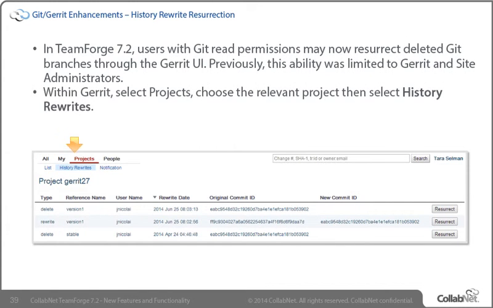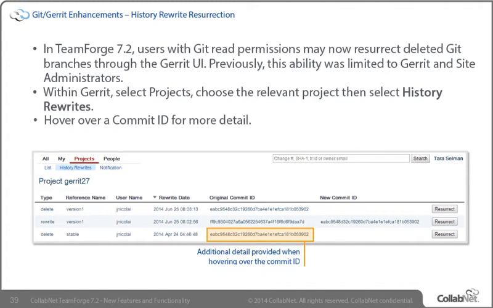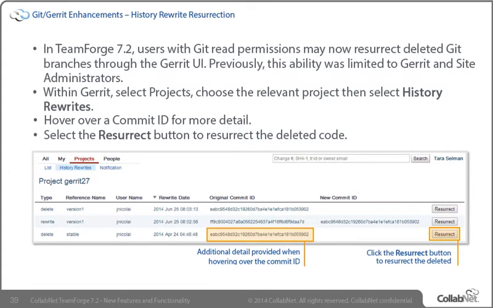Simply go to the History Rewrites under Projects, where rewrites and deletions are noted. You can hover over the commit ID if more detail is needed to ensure resurrection of the proper Gerrit project. You'll then use the Resurrect button to resurrect the deleted code. This feature is quite useful in auditing scenarios where traceability is key.